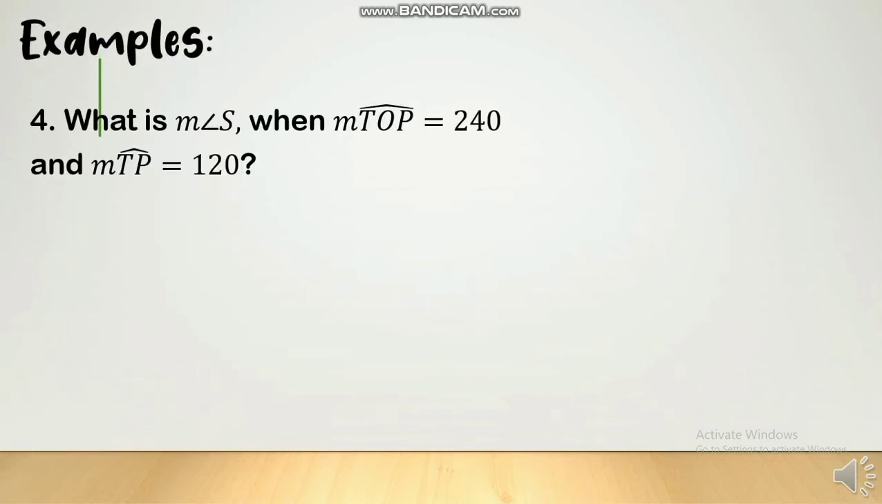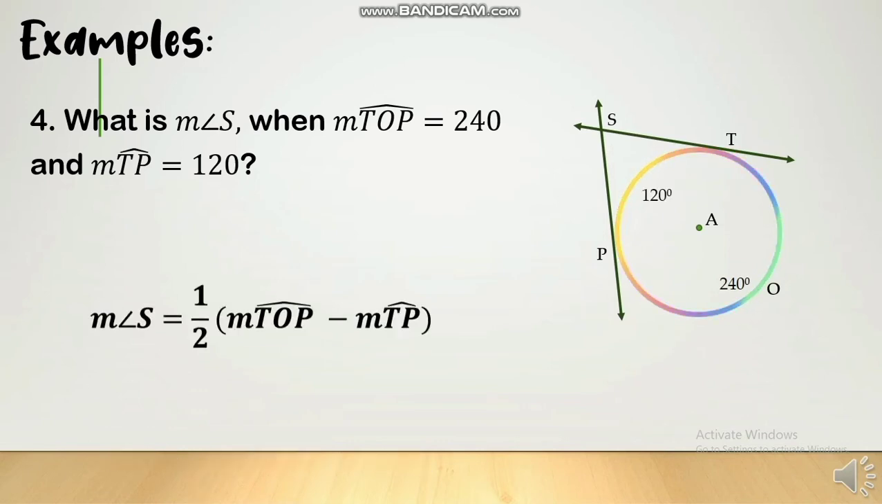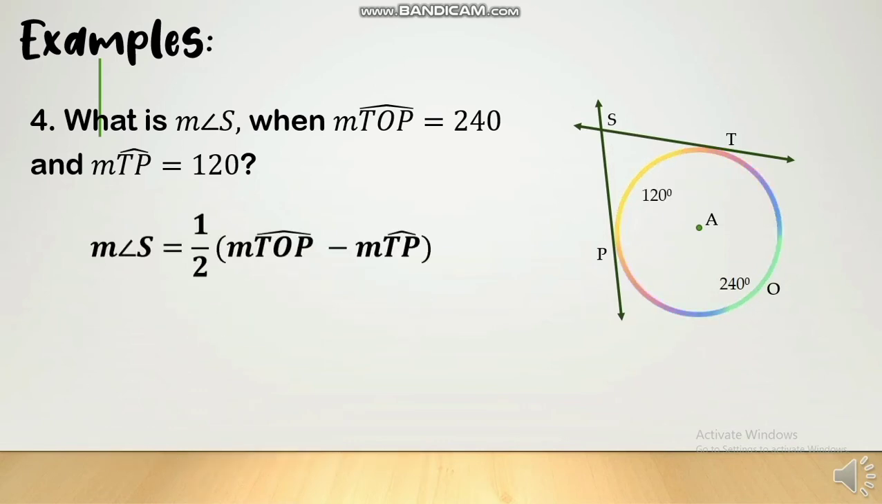Example number 4. What is the measure of angle S when the measure of arc TOP is 240 and the measure of arc TP is 120? If you look at the figure, there are two tangent lines, line ST and line SP. To get the measure of angle S, it is equal to 1/2 times the difference between the measure of arc TOP and the measure of arc TP.